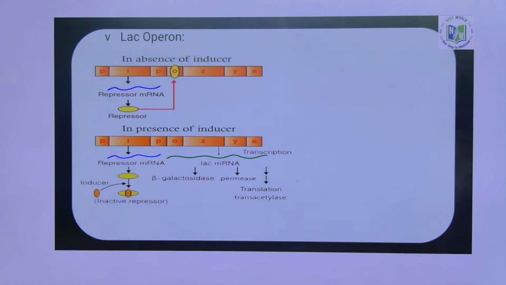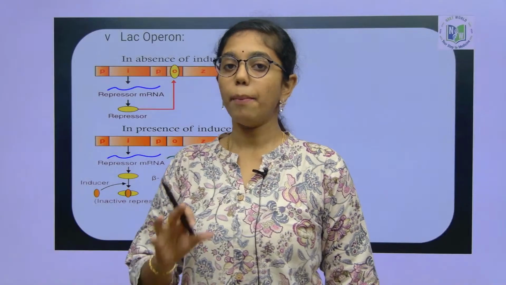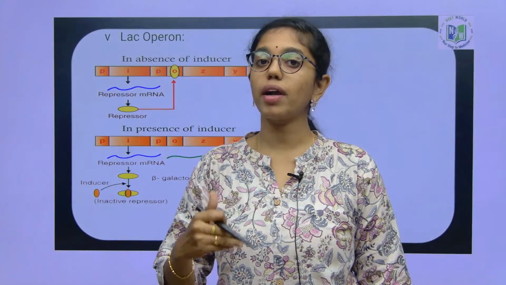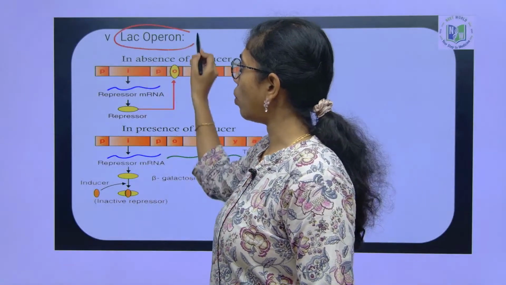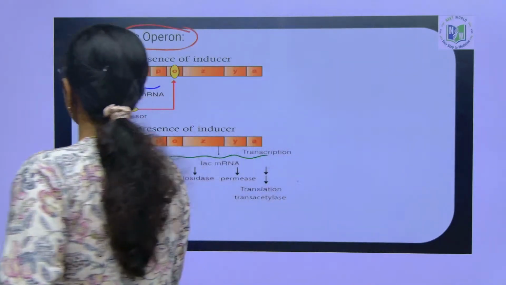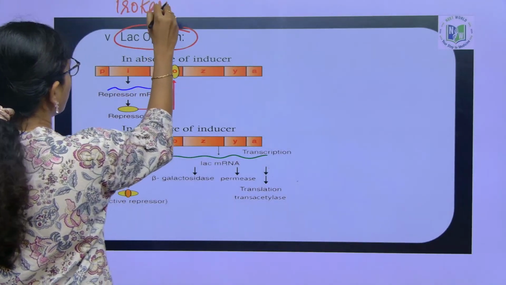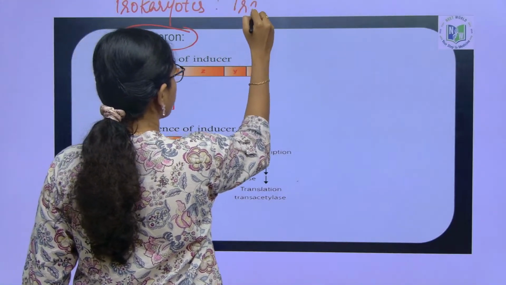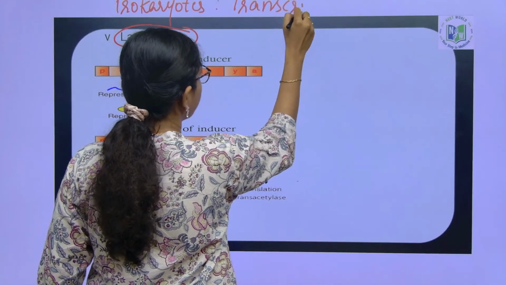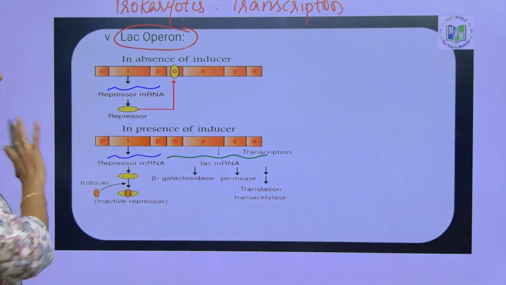And then in prokaryotes, at the level of transcription, a model is presented for a wider understanding of gene expression, that is the Lac Operon model, which is seen in prokaryotes at the level of transcription. Very important, a multiple times asked question in the NEET or MCET exam, highly important.